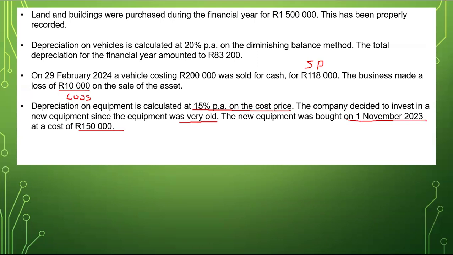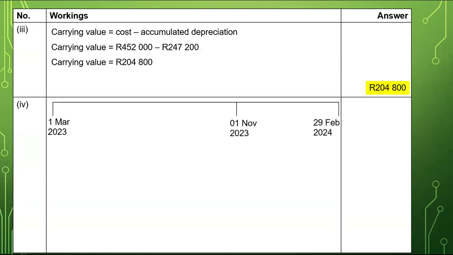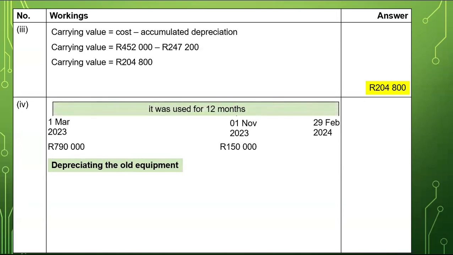So for you to be able to answer this, please draw the timeline, which is what I did. Beginning of the year, end of the year, and the day this new equipment was purchased. Cost at the beginning of the year was 790,000. Cost of the equipment purchased will be 150,000. I am going to start by depreciating the old equipment. We know that the old equipment was not sold, therefore it was used for the entire financial year, which is 12 months.